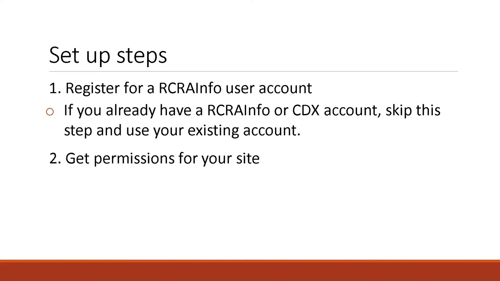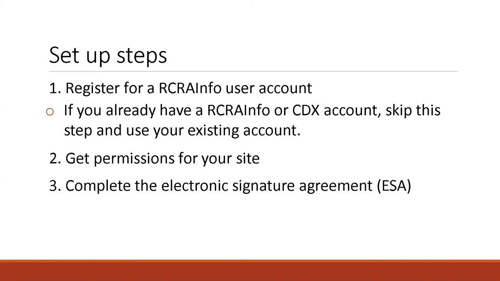The second step is you're going to get permissions for your site. And then step 3 is going to be to complete the electronic signature agreement. And completing this electronic signature agreement is going to allow you to actually electronically sign and submit your biennial report. So you really want to make sure you get this set up in advance, and you're not scrambling on the last day because you've completed your report, but you're not allowed to actually submit it.